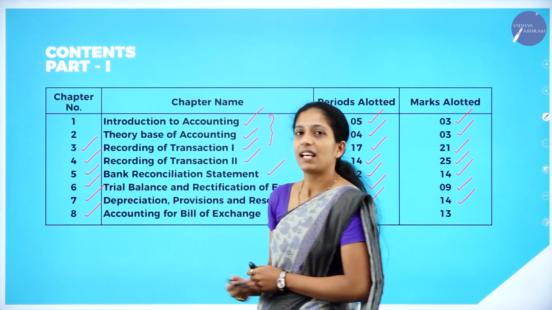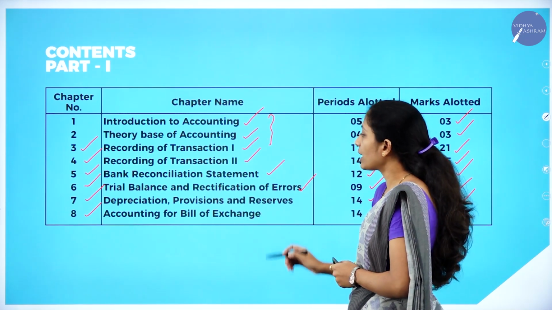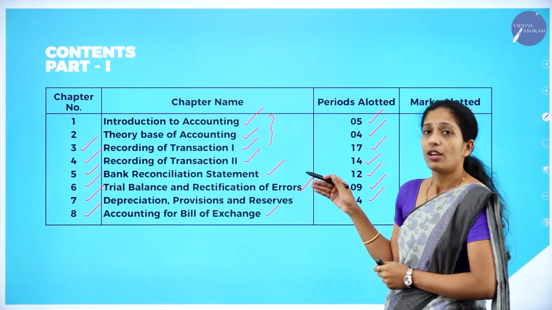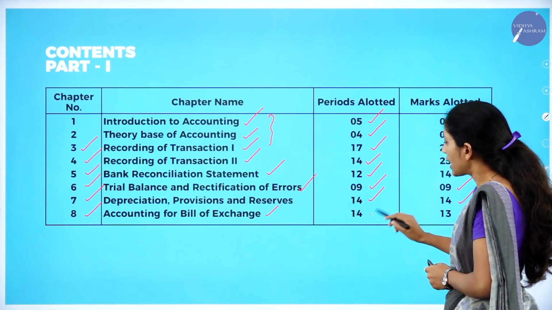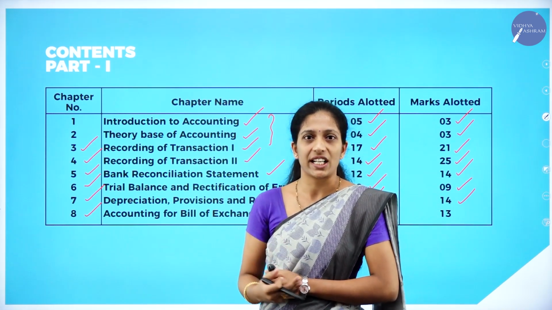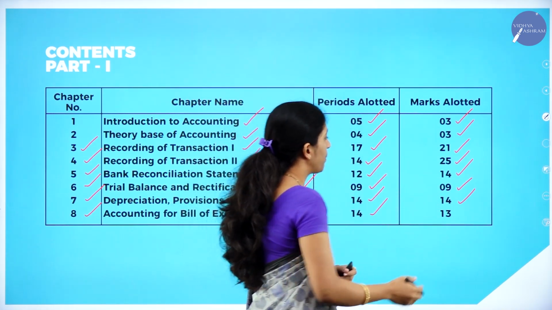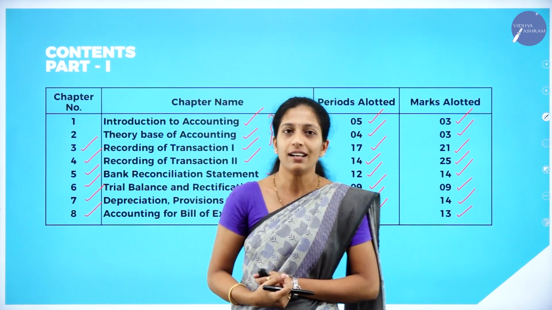Next, the last chapter under part 1, that is under the part 1 book: accounting for bills of exchange. So this is also an important chapter where the period allotted is 14 hours. So 14 hours is required to complete this particular chapter, and let us see the marks allotted: you can expect 13 marks from this particular chapter.